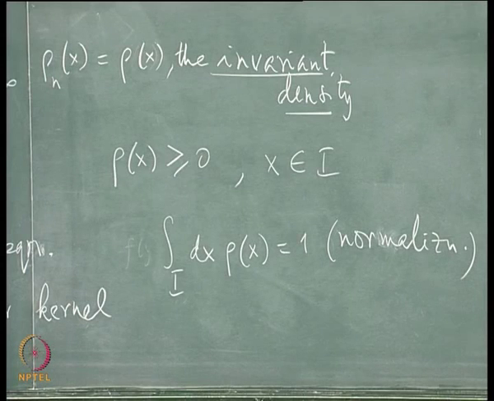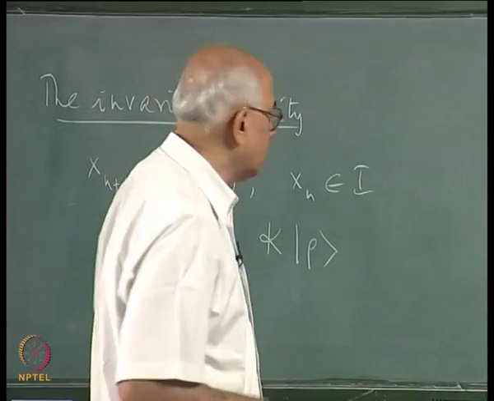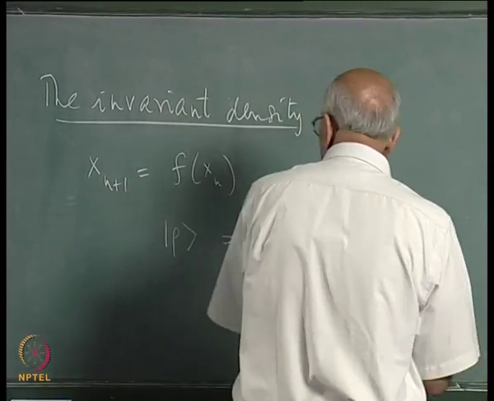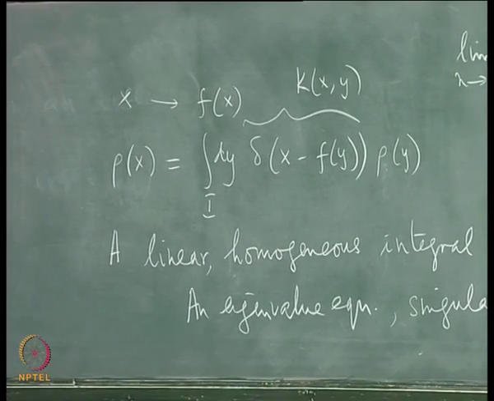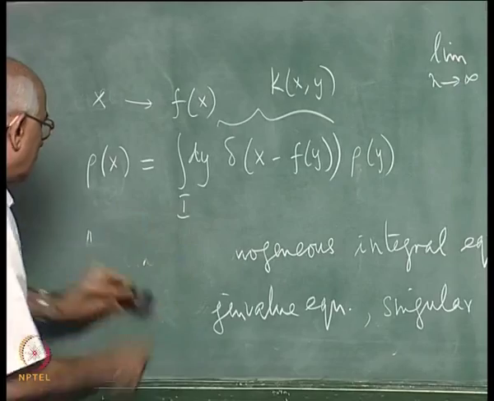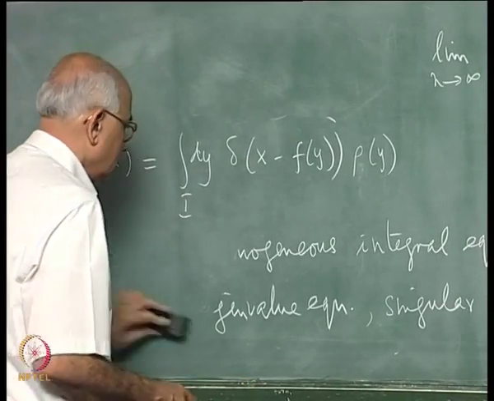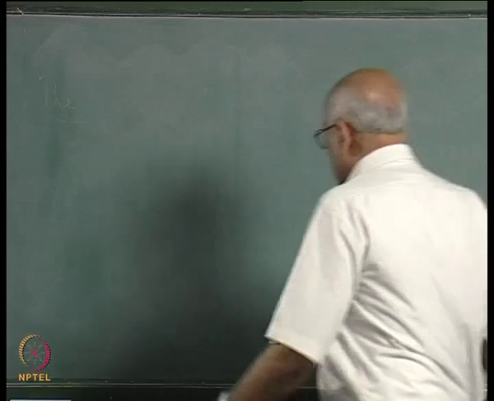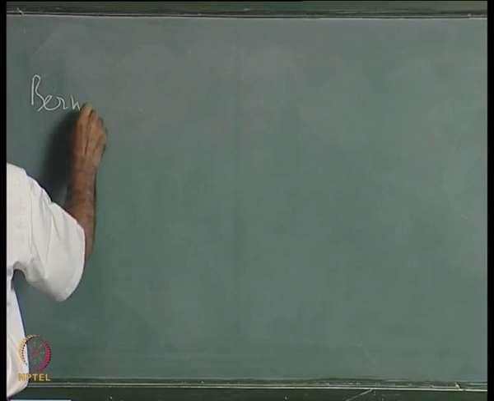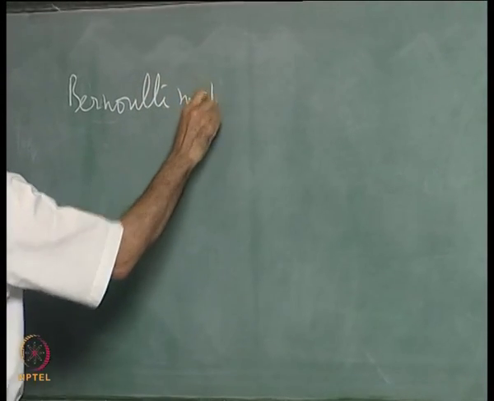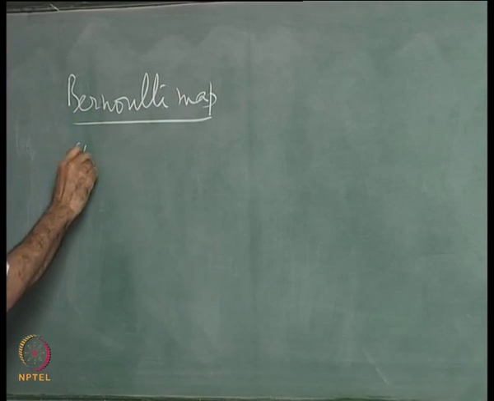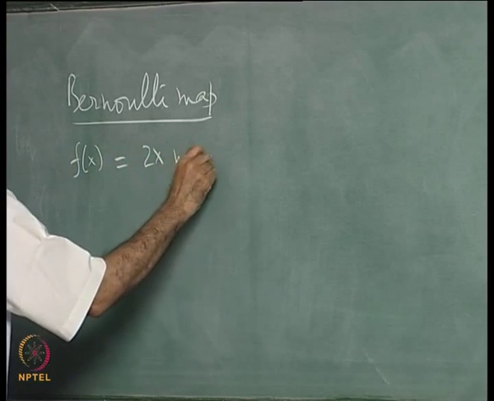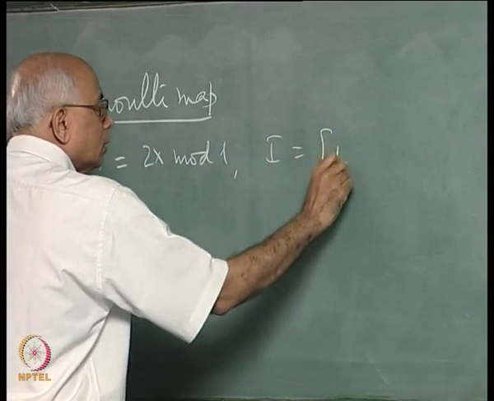Okay. So if you grant me that, let us try and see what happens in the simplest cases we know of, like the Bernoulli shift for instance. So let us apply it right away to the Bernoulli shift and see where it takes us. We retain this equation and apply it to the Bernoulli map. Recall in this case the map function f of x was equal to 2x modulo 1, and the interval I was 0 to 1.